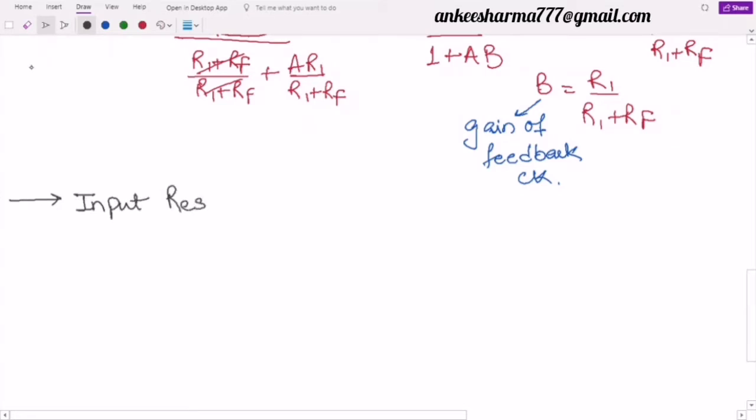Input resistance with feedback. What is the value of input resistance without feedback? It is Ri. But when we are applying the feedback, definitely the input resistance will change. So what we have to do, we have to now see our diagram.